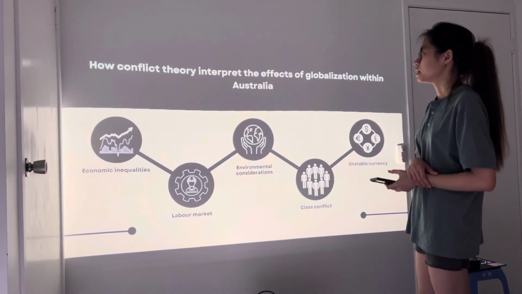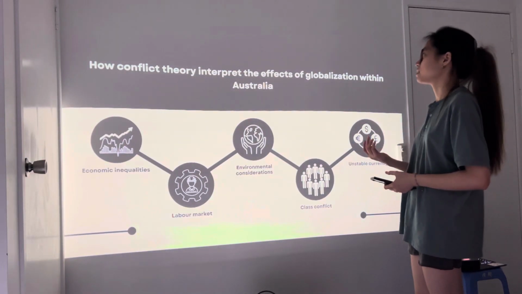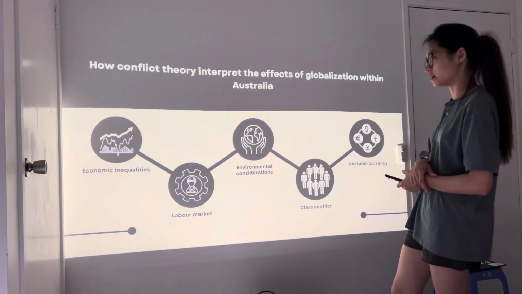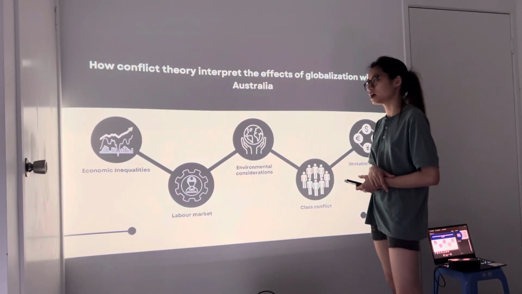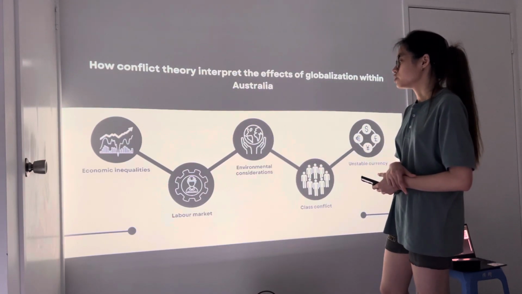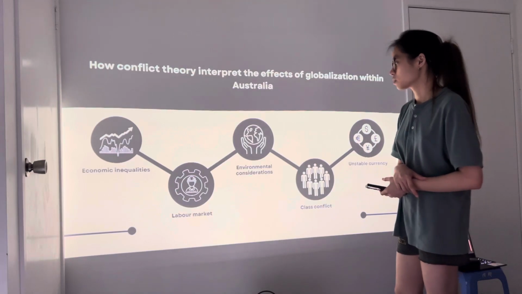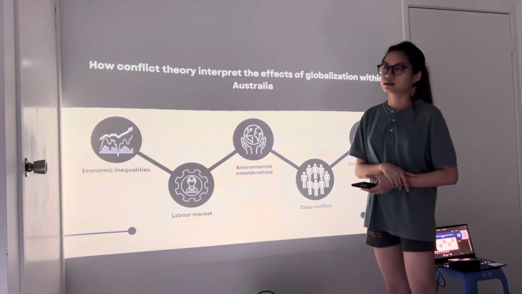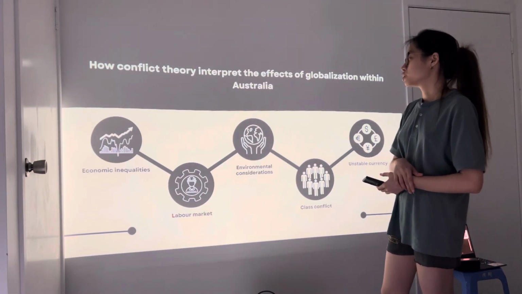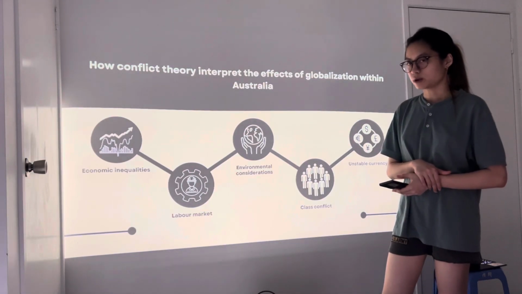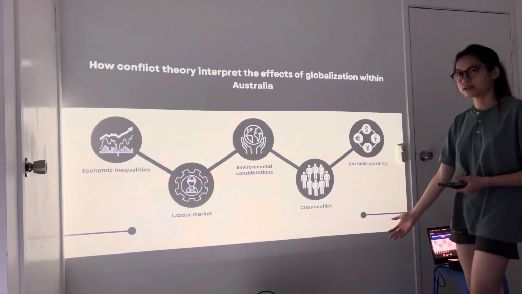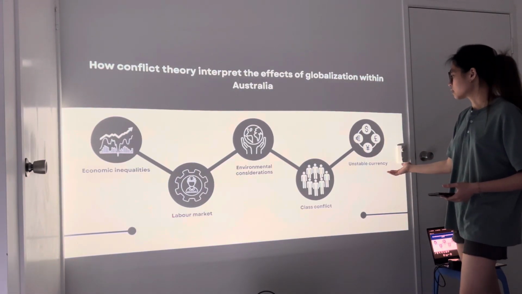How does conflict theory interpret the effects of globalization within Australia? Conflict theory believes that globalization brings economic inequality. It brings some changes in the labor market, which could result in a higher rate of unemployment, and it could also impact the environment in a negative way. Then there is class conflict, and lastly, making Australia's currency unstable.